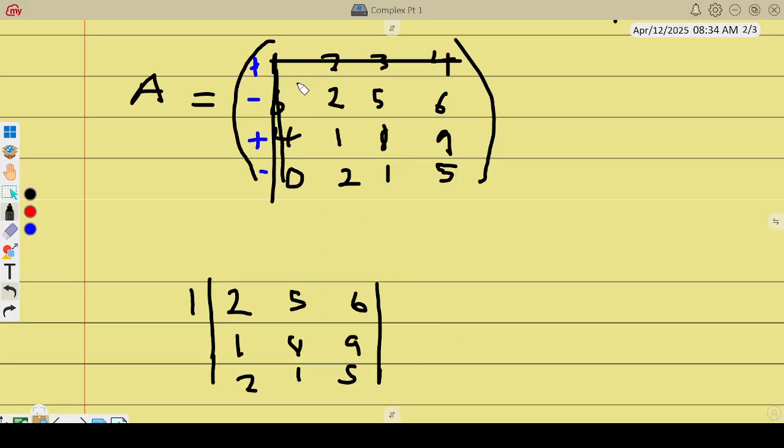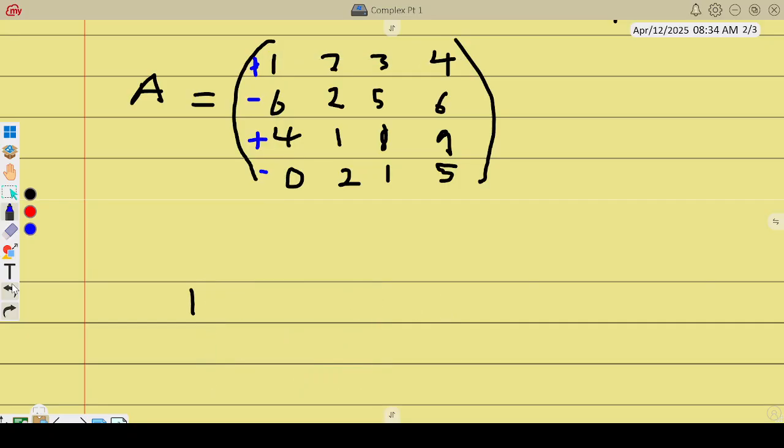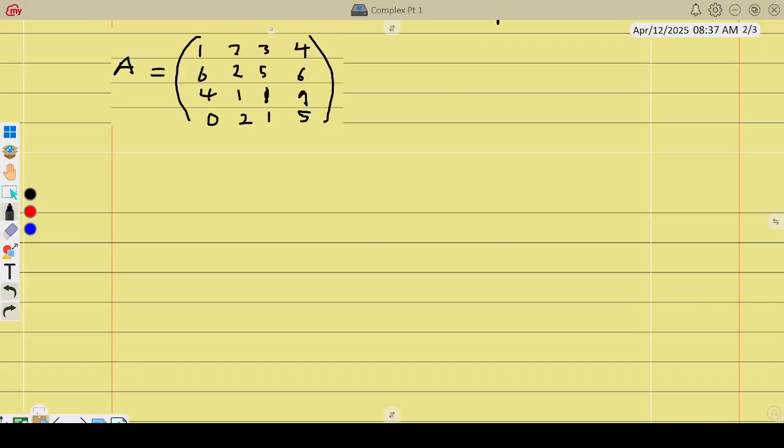And then the next one is 6. We're going to say minus 6, and then if we cancel for 6, how are we going to do this? So this is our question. Let me just save it. So let us start afresh.